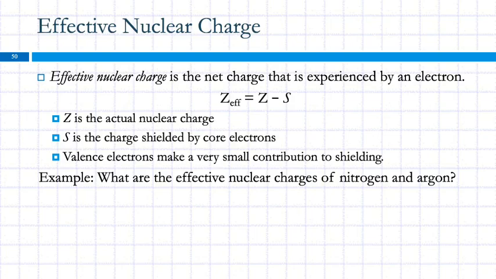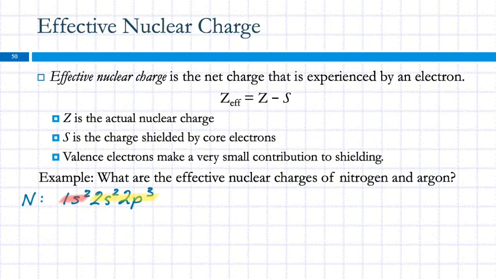So what are the effective nuclear charges of nitrogen and argon? Well, we need to look at either electron configuration or orbital diagrams for these. Let's go with electron configurations. So for nitrogen, the electron configuration would be 1s2, 2s2, 2p3. Right? Here we have the valence electrons, and these are the core electrons.